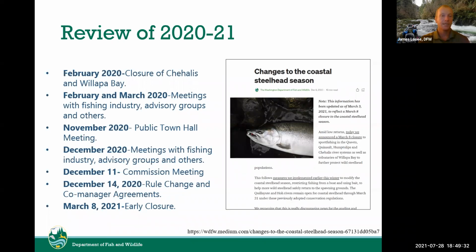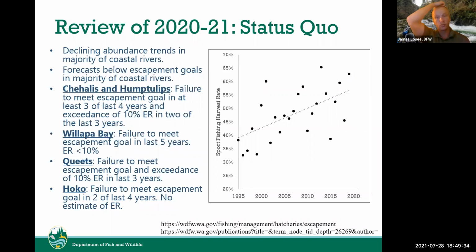But I want to move a little closer to just this recent period. So last year we shared some of these bullets. And these were ways we were describing the status quo and the status of not only steelhead, but our management framework and whether we were meeting our goals. So I'll just read these. We had declining abundance in the majority of coastal rivers. We had forecasts well below the escapement goals in many of them.